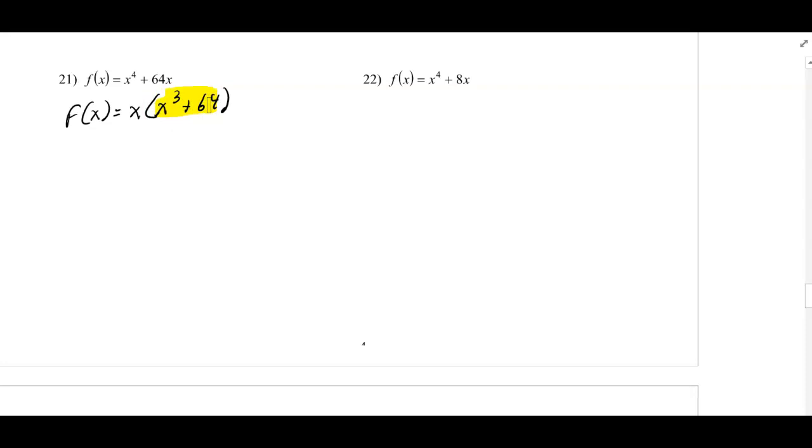So the learning target today was to factor completely without the graphing calculator. If anything is unfamiliar to you, please ask your teacher and we can create more practice for you.